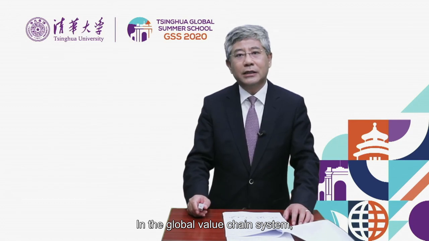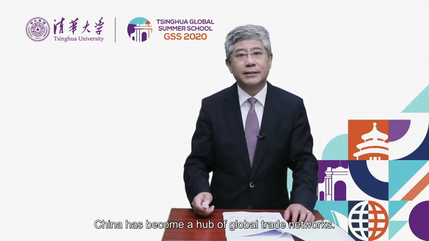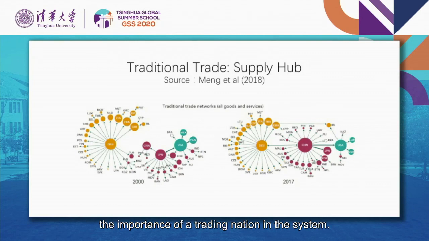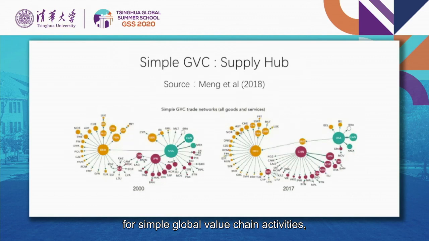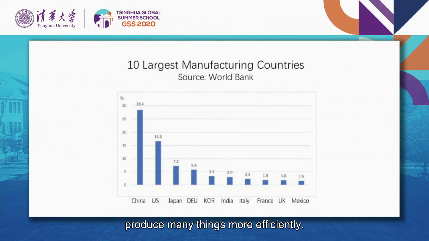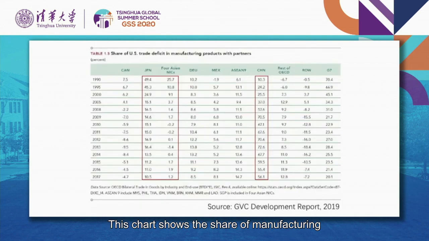And in the global value chain system, where is China's position? China has become a hub of global trade networks. Here, for the sake of time, I will go through these charts very quickly. Each bubble represents the importance of a trading nation in the system. As you can see, for traditional trade, for simple global value chain activities, and for complex global value chain activities, China's role has all increased. So this is very good for China. At the same time, I think it's also good for the world. China is helping the world produce many things more efficiently. As a result, China has become a large country for manufacturing. This chart shows the share of manufacturing of some important countries in the world.